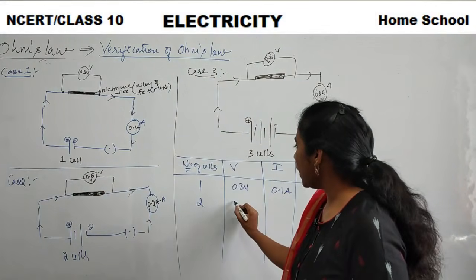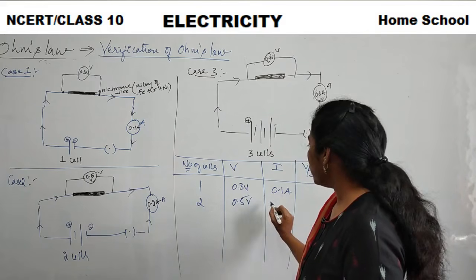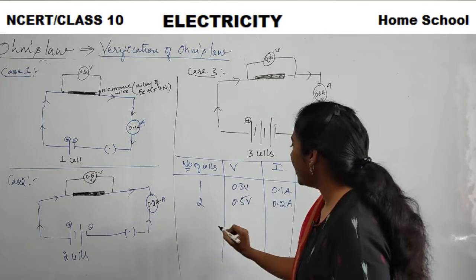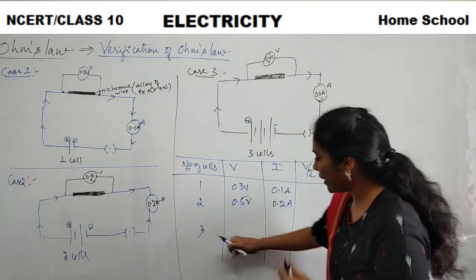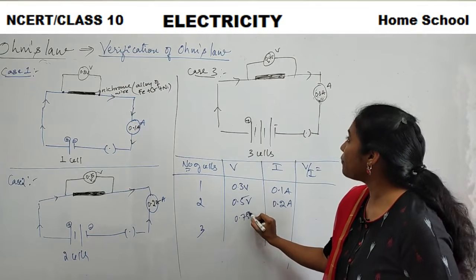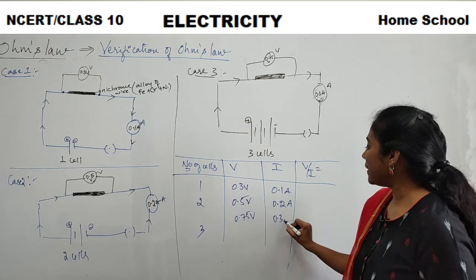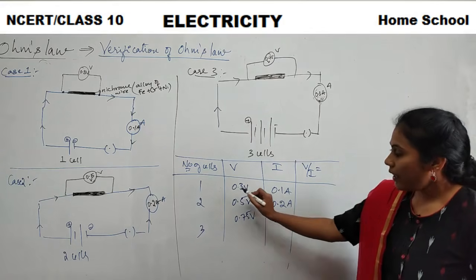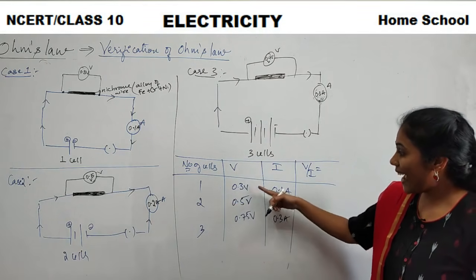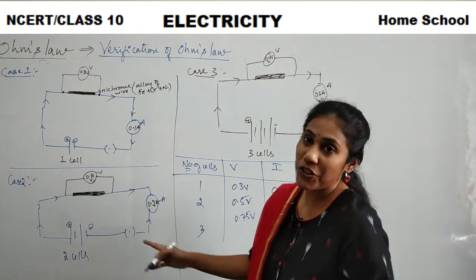And next, when I took 2 cells, how much is the voltage we got? 0.5. As I increase the cells, volts increased, right? 0.5 volts, and the current is 0.2 amperes. And when I took 3 cells, the voltage is 0.75 volts, and the current is 0.3 amperes. So now you can gradually say that as the number of cells increased, potential difference increased. As the potential difference increased, the current flowing in a circuit also increased.